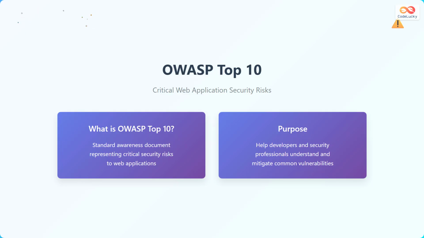Its primary purpose is to help developers and security professionals understand and mitigate common vulnerabilities that attackers frequently exploit. The document serves as a baseline for application security programs and provides guidance on the most important risks organizations should address first. Understanding these risks is essential for anyone working in application security or preparing for security-focused interviews.